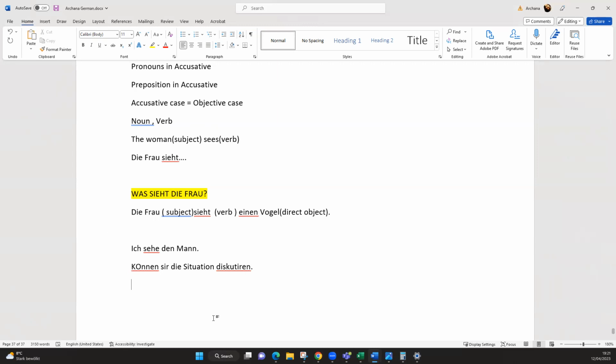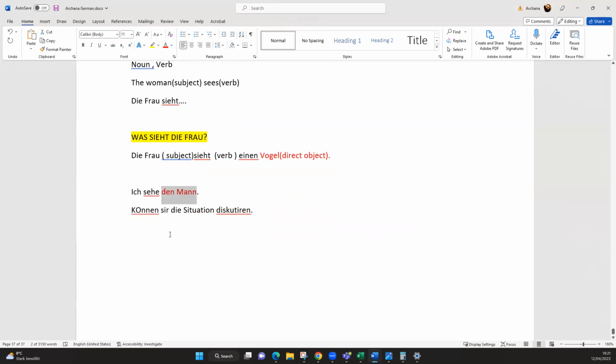So here, accusative case is the objective case, and the objective case is the one that we are interested in. Here we see the woman sees. So what does the woman see? The woman sees the Vogel. So Vogel is the direct object. And I see the man. So who is seen? The man, so the man is the direct object. Können wir die Situation diskutieren. Here the situation is the direct object.